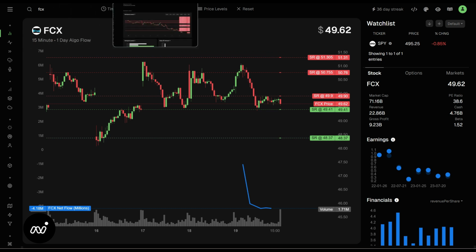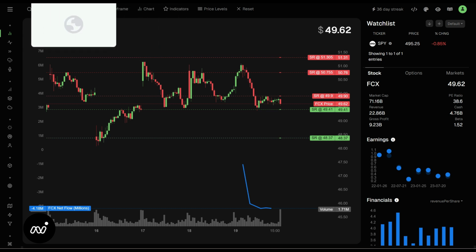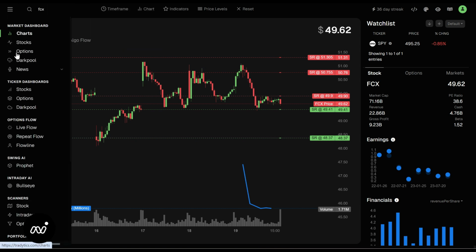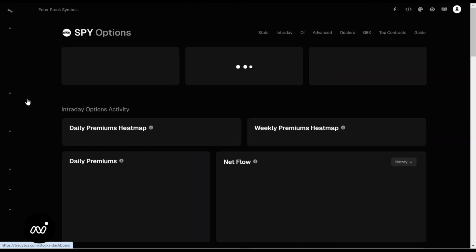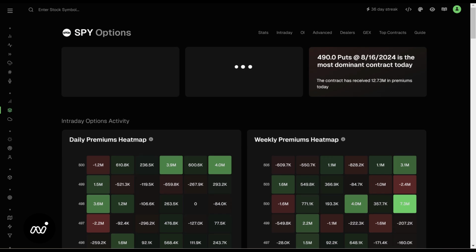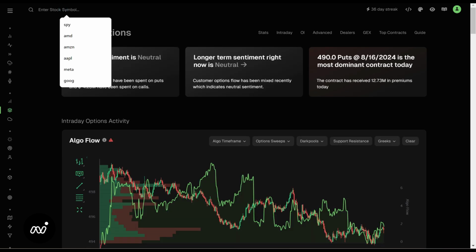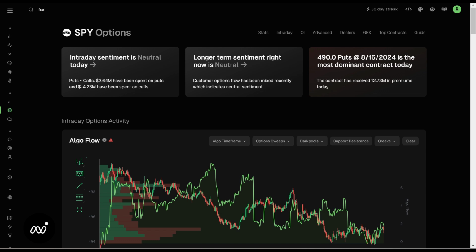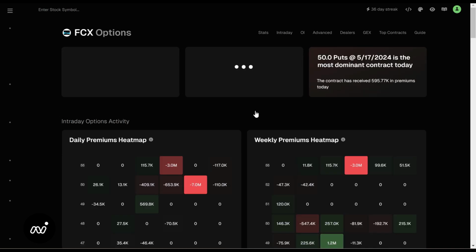Let's see here. Well, if I could figure it out and find it, we'd be a lot faster. Let me go ahead and just click and get to it that way instead. If you want to go to its individual options dashboard and just check to see what all of its stuff looks like, its algo flow, we'll type in FCX here since that's one we were looking at. Look at its algo flow.